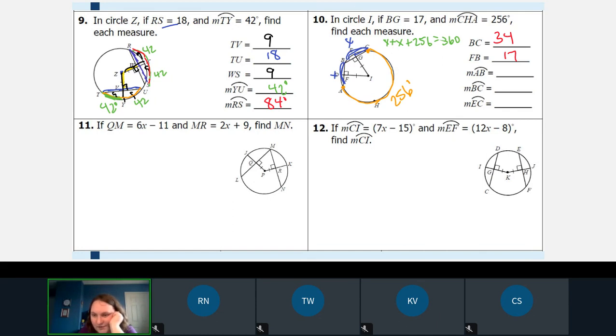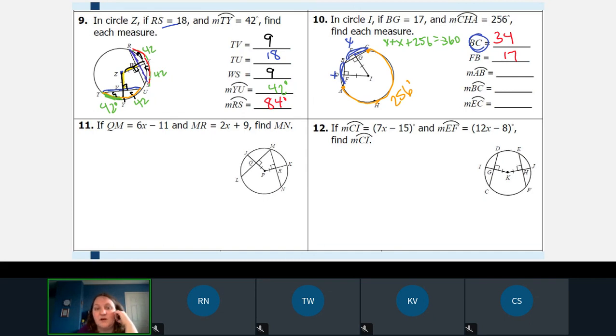How do you not know what they are? Well, it doesn't tell us what the measure of those are. We have to figure that out. 34 is the length of chord BC. It's not the measure of the arc. This is a chord. This BC up here, this is the straight line between B and C, not the measure of the arc. Yeah, good question.